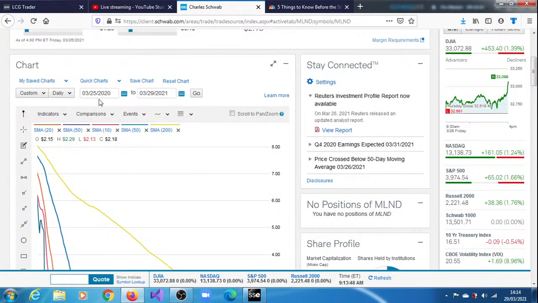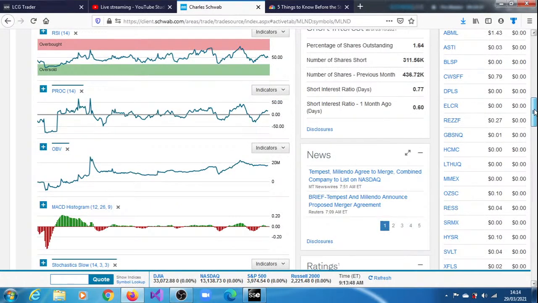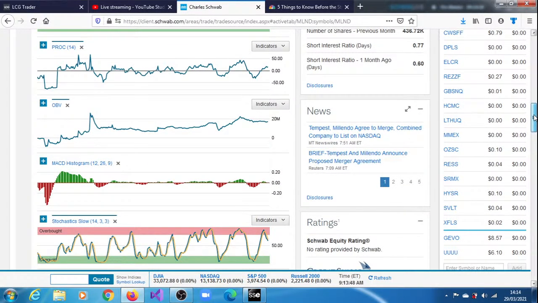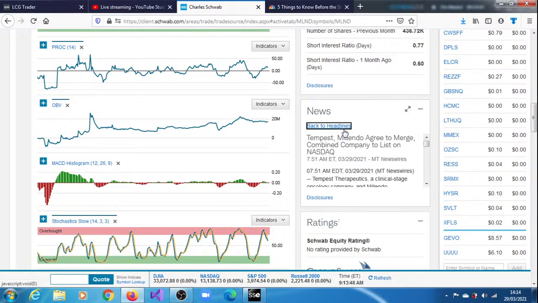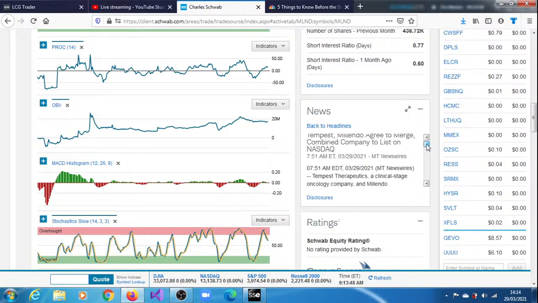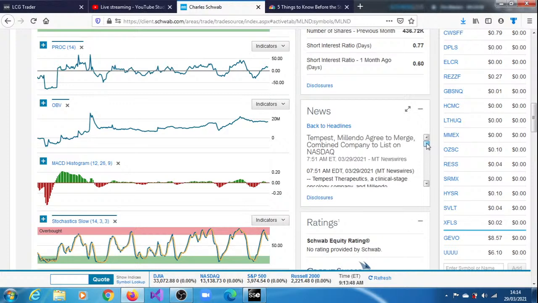Okay, this is 1 month. Okay, yes, news here says Milendo agreed to merge, combined company to list on Nasdaq.